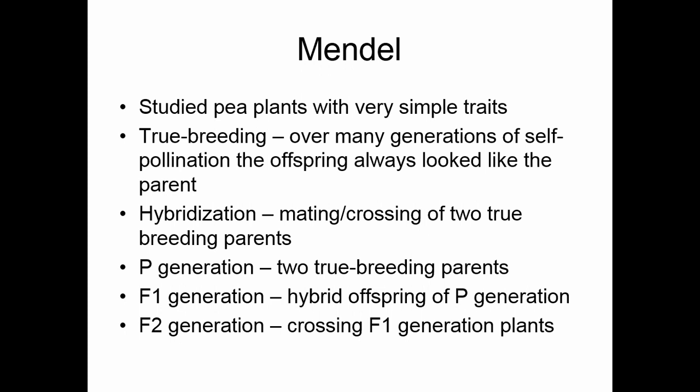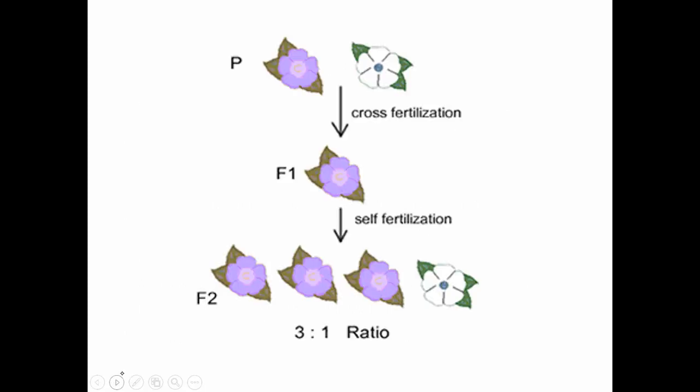The P generation is considered the parental generation, and that's two true breeding parents. The F1 generation is the first filial generation, which is a hybrid of the offspring of the P generation. And the F2 would be crossing the F1 generation in plants. So this would be your P generation here. You have a purple flower and you have a white flower, and you have crossed them, and you now have all purple flowers. And you self-pollinate those. So you're using two of the F1 generation by just using the same plant and pollinating itself. And you get an F2.